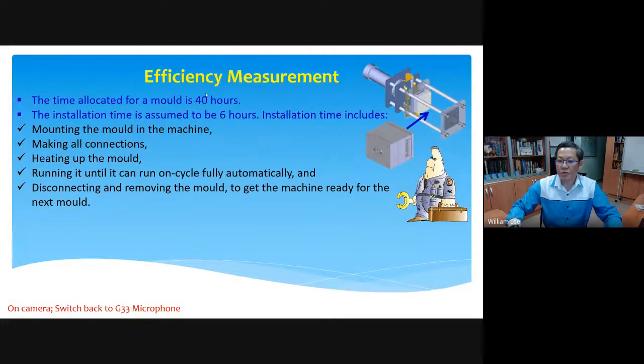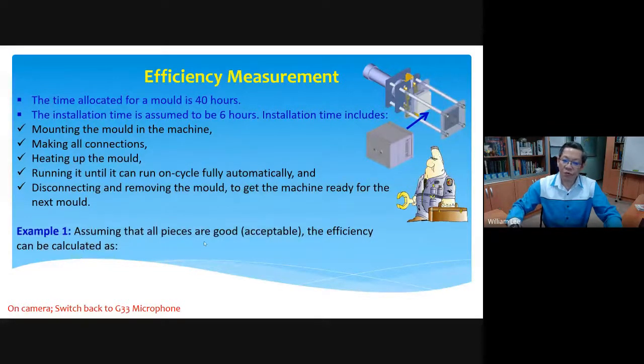So the total hours allocated is only 40 hours, and 6 hours is actually non-productive. Therefore, assuming that all pieces are good, no reject, acceptable, how do you calculate the efficiency? Here you can see 40 hours minus 6 hours over 40 hours. This is the total allocated time, and you have wasted 6 hours for non-productive activity. So 40 minus 6 divided by 40 hours, and what do you get? Times 100 if you want to convert into percentage.